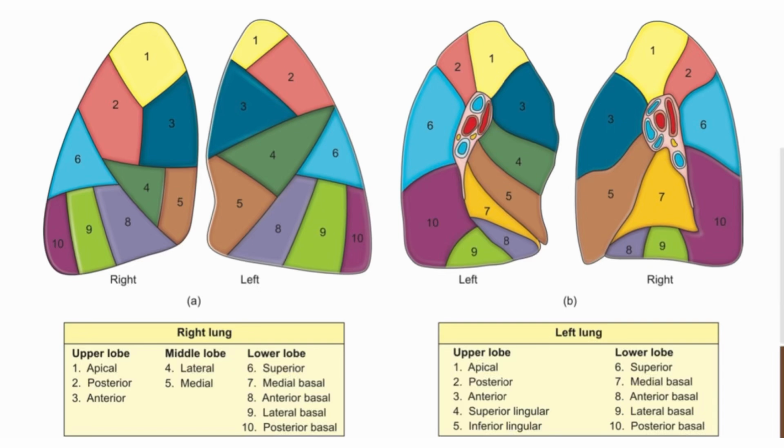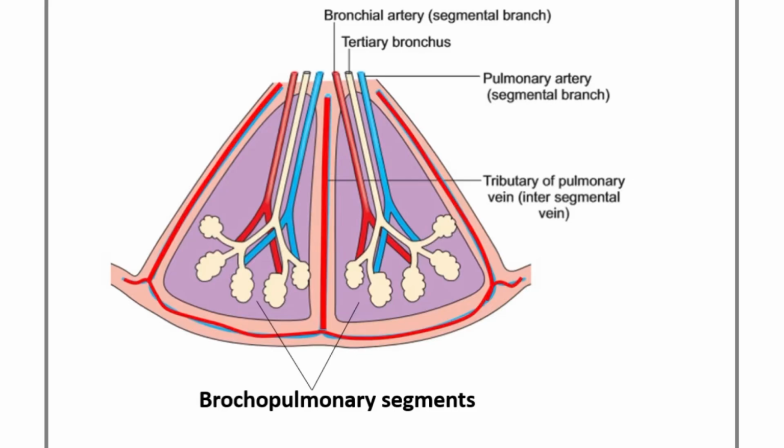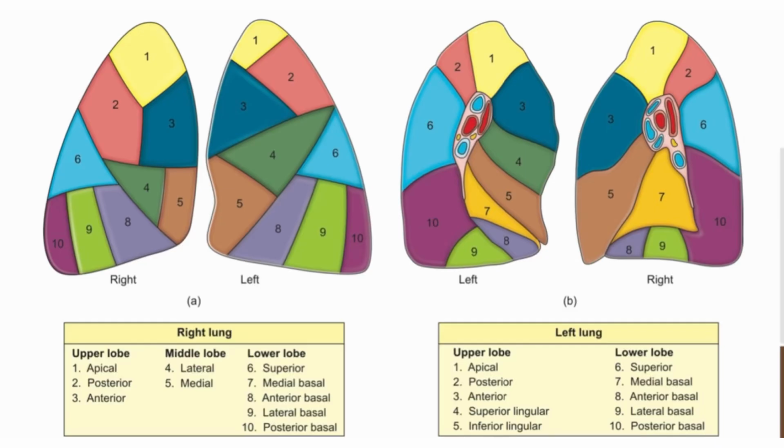Each segment is pyramidal in shape, as you can see, with its apex directing towards the root of the lungs. Now, each of these segments has the segmental bronchus, the segmental artery, the autonomic nerves, and the lymphatic vessels. Now, let's talk about the bronchopulmonary segments of the right lung and of the left lung. Let's talk about the right lung first.